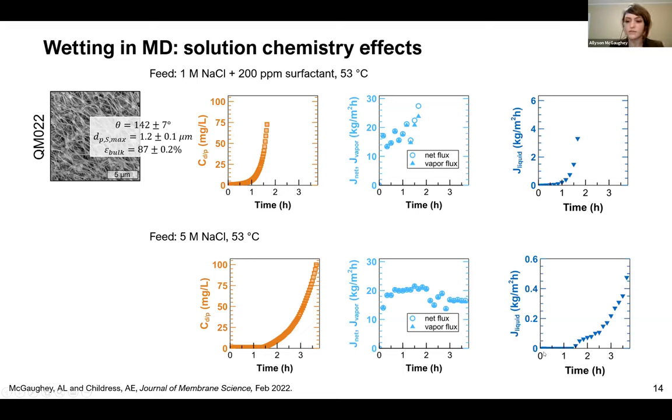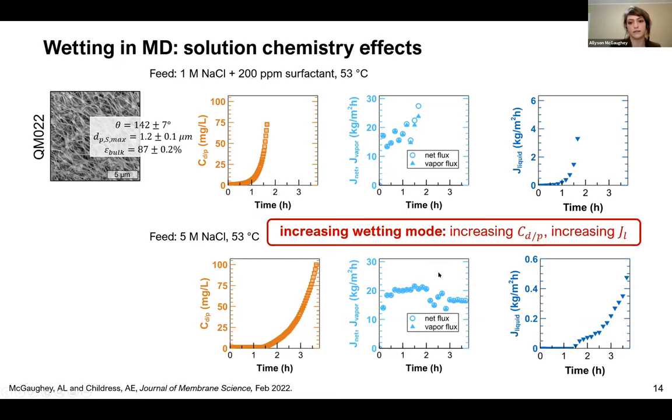But again, if we look at liquid flux, we see that once wetting occurs, it increases over time. So for that reason, we're calling this increasing wetting mode, characterized by increasing CDP and increasing liquid flux. And notably, this will eventually require intervention as CDP will exceed our product water quality requirements at some point.